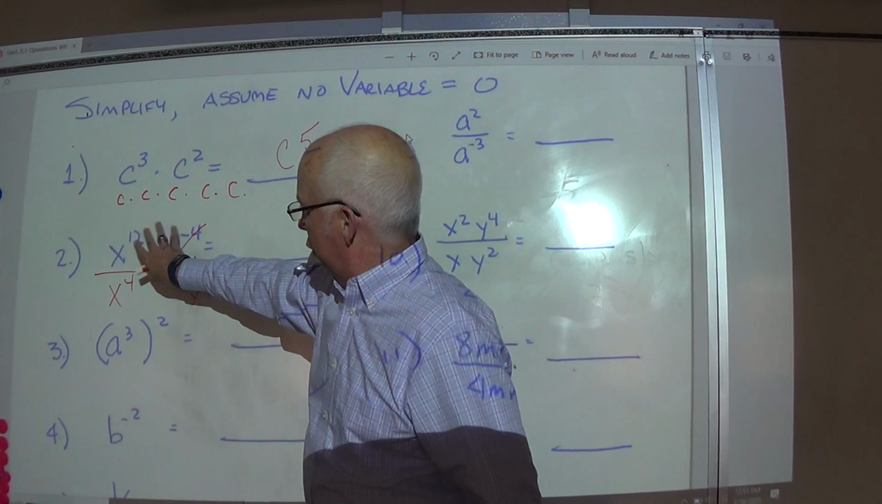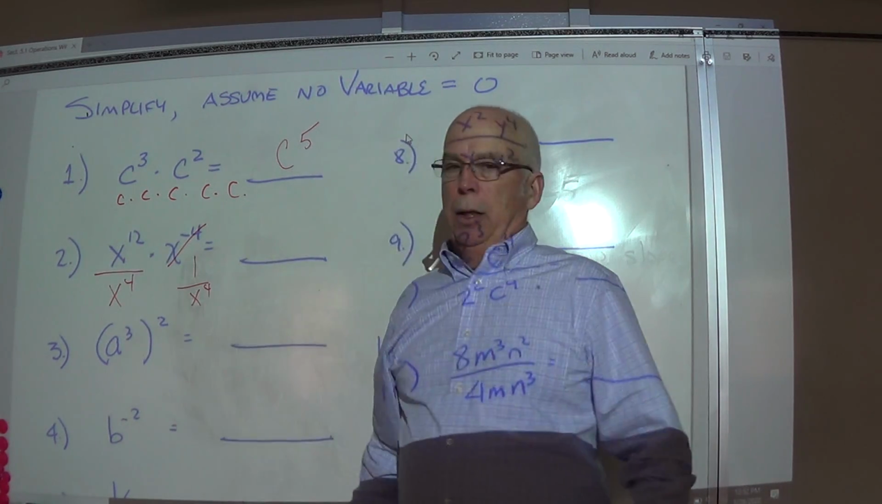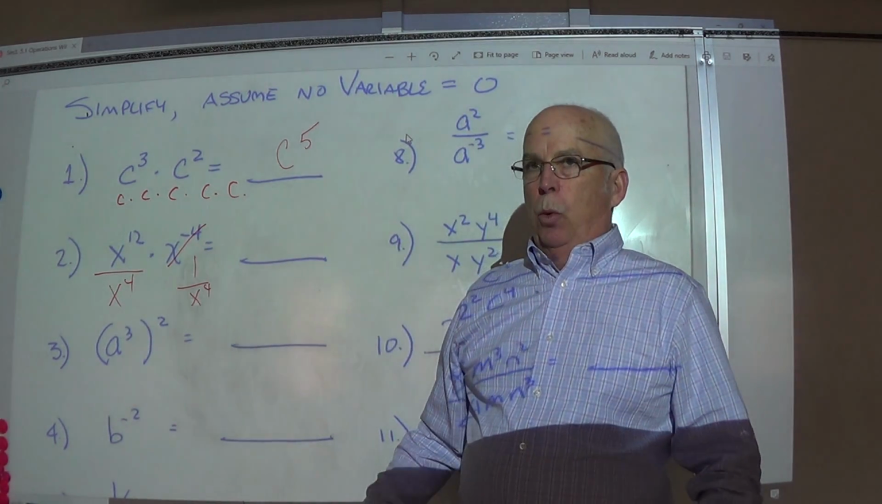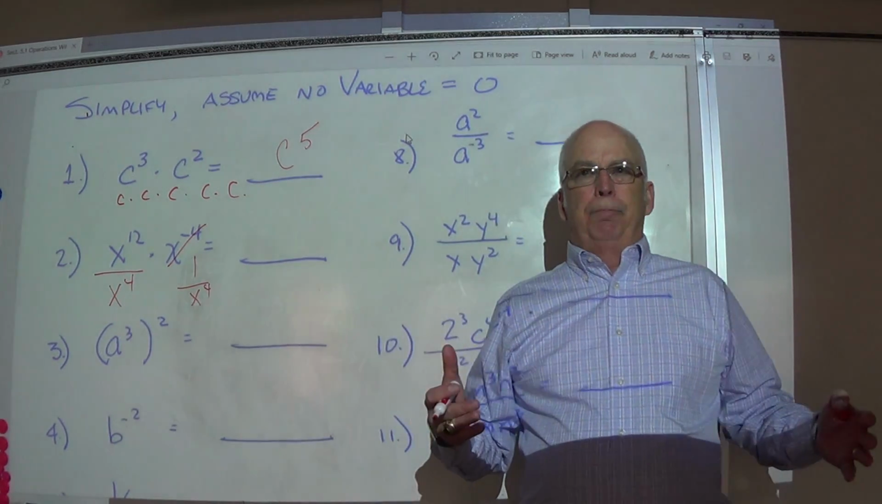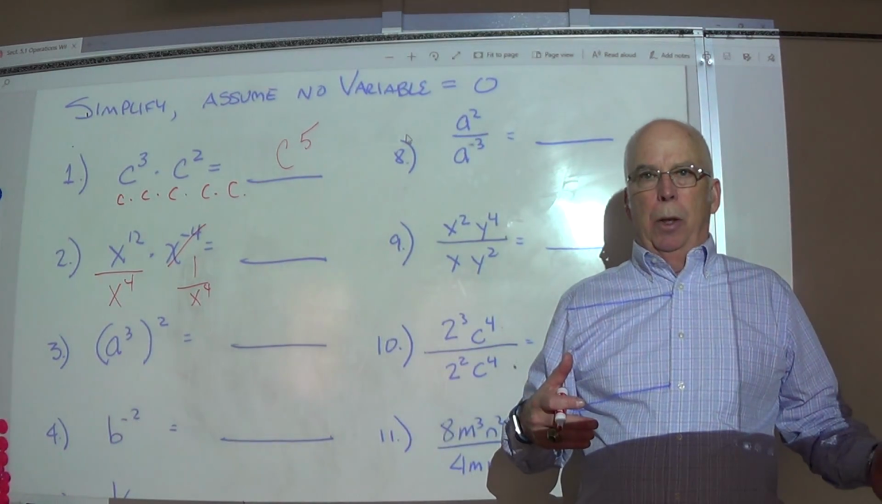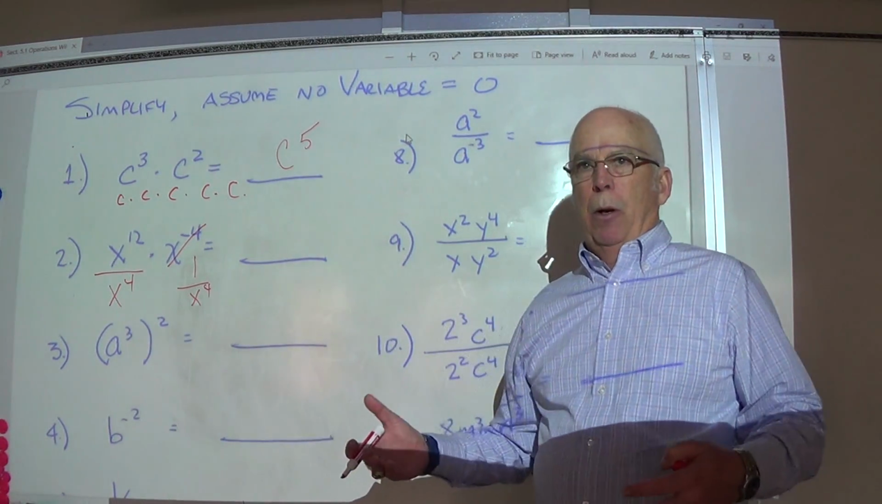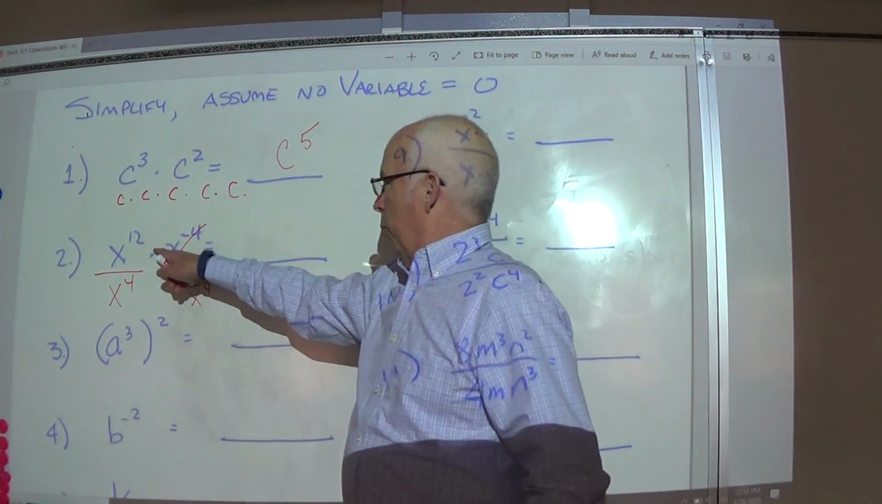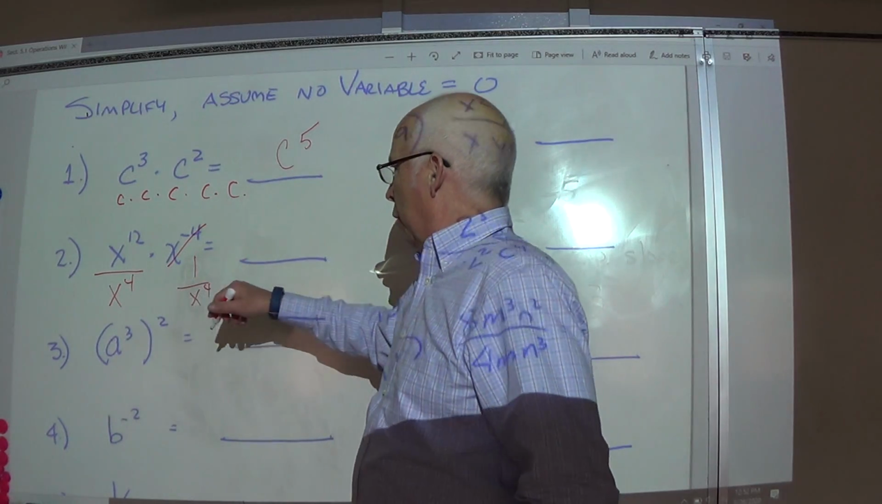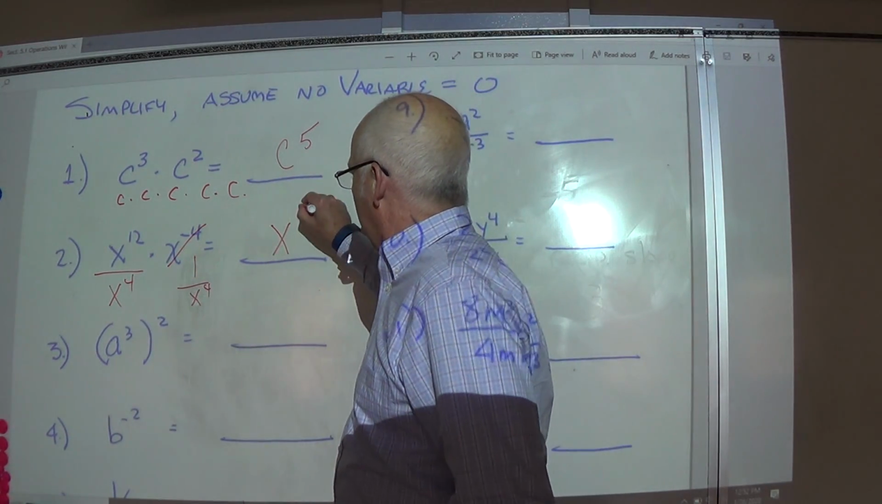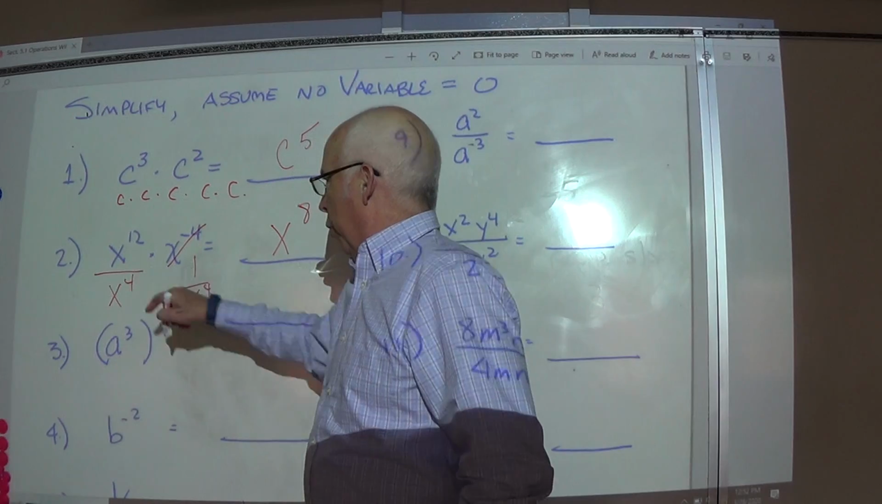This right here on the left is identical to what you were initially presented. So when you're dividing identical bases with exponents, you subtract the denominator exponent from the numerator exponent. So x to the 12th over x to the fourth would be equal to x to the 8th. 12 minus 4 is 8.